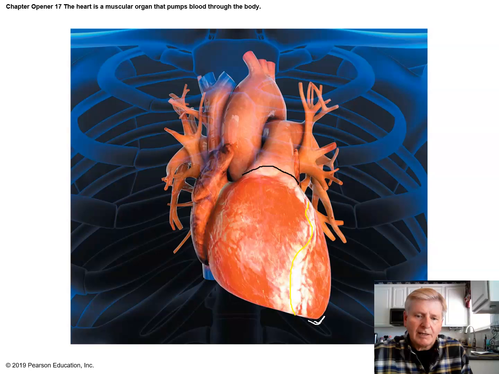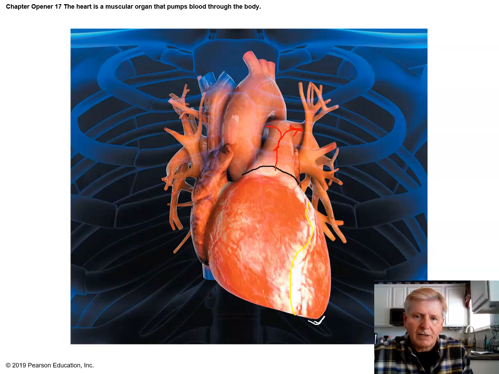So when blood leaves the right ventricle, it'll leave through the pulmonary trunk and then go into the right and left pulmonary arteries. Notice I said arteries instead of veins. This is the only time that you'll see an artery carrying deoxygenated blood leading away from the right ventricle. Well, there is an exception to that.